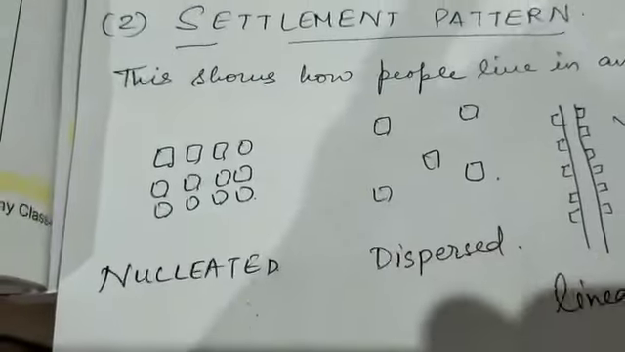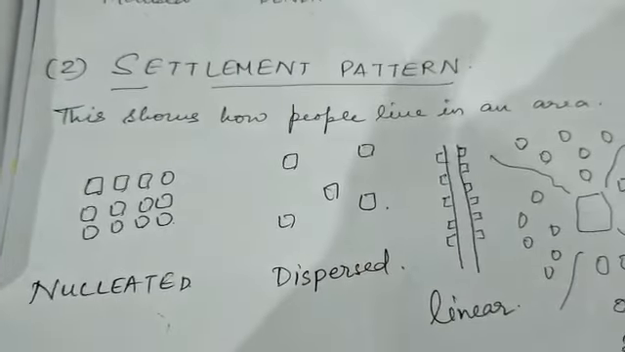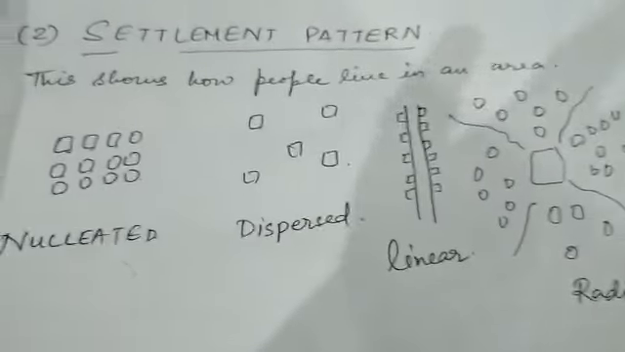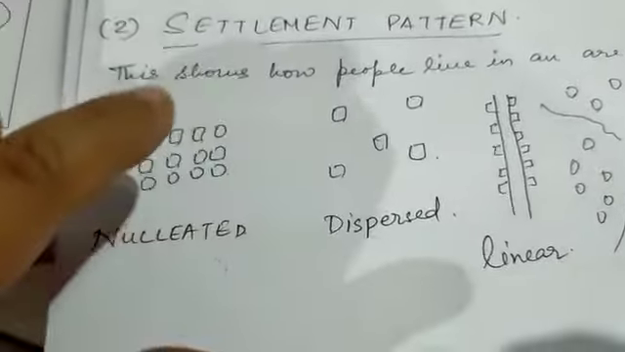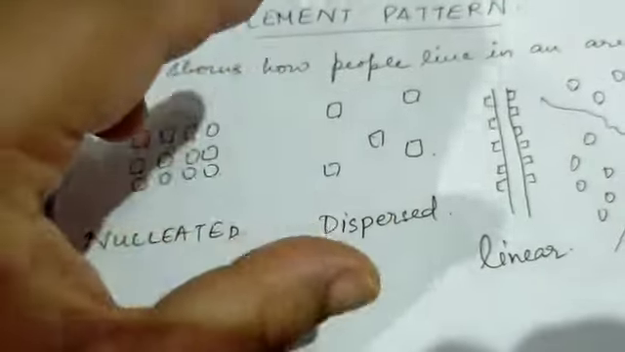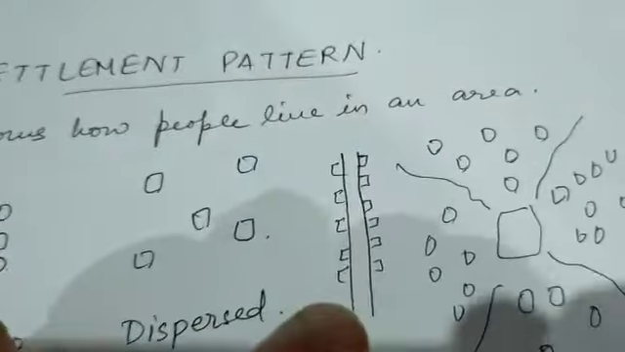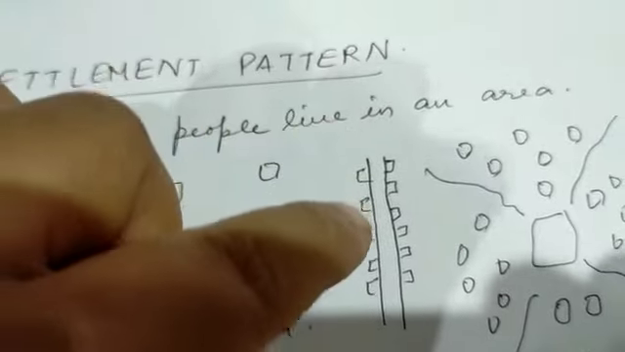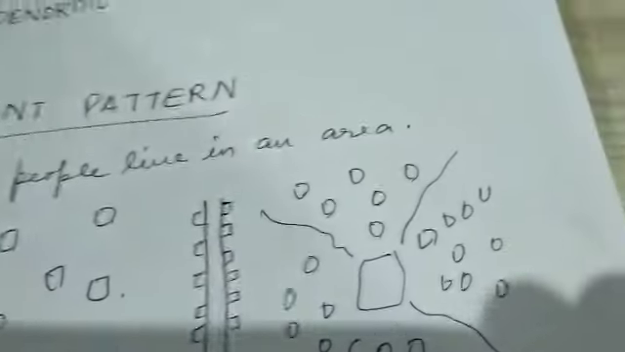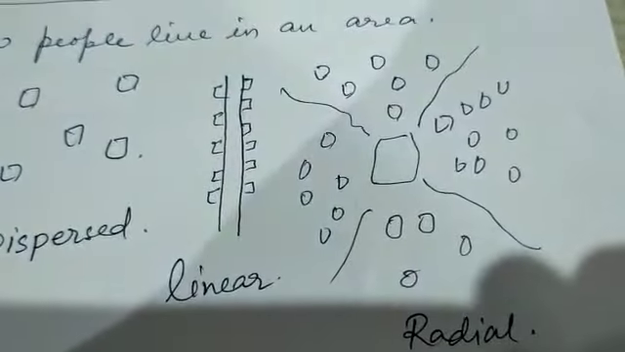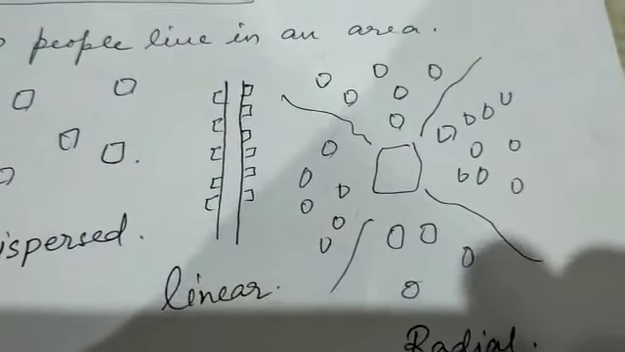Then we have the settlement pattern. It shows how people live in an area with the help of huts. One is nucleated, dispersed, linear and radial. Nucleated, where the houses are built nearby and close to each other. Dispersed, they will be scattered from one place to another. Then linear, where along a particular metalled road or unmetalled road, the huts will be aligned. And radial, where they will be scattered apart like a circle. And we will have the police chowki and post office in between.